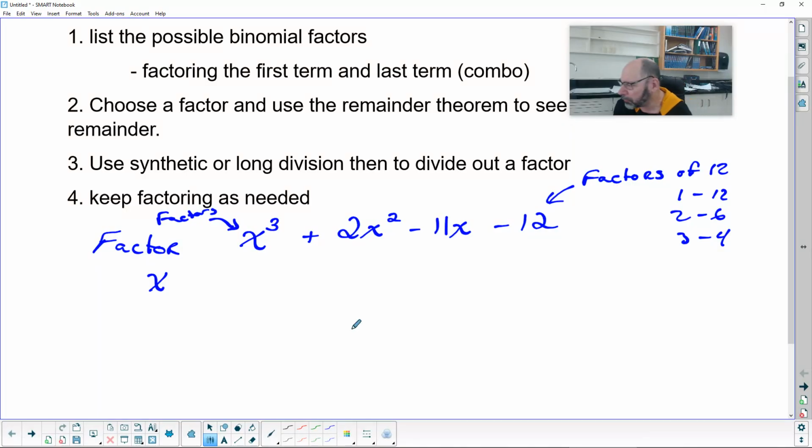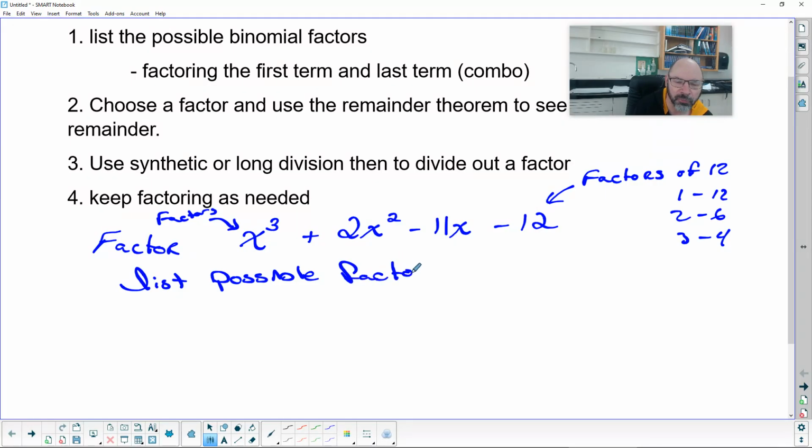Now, why is it plus or minus? Because you could have a plus value or a minus value working out, especially since this one's negative, so one might be plus and one might be negative. So they're always plus or minus. Now, let's write in what we're doing so we don't forget. We're going to list the possible factors as binomials.